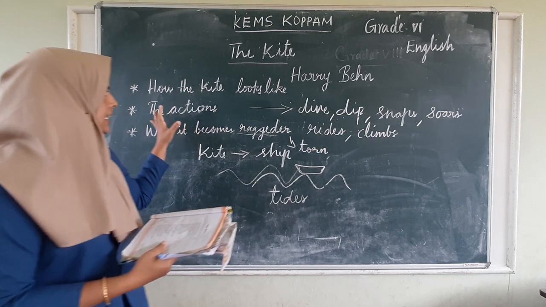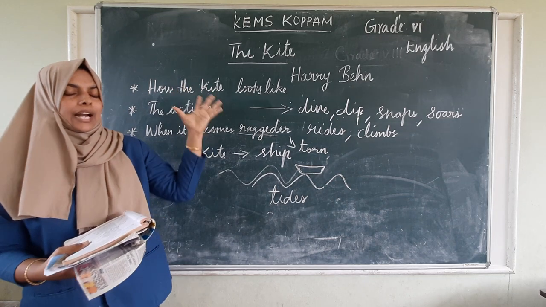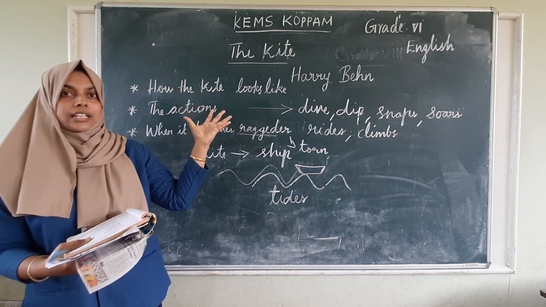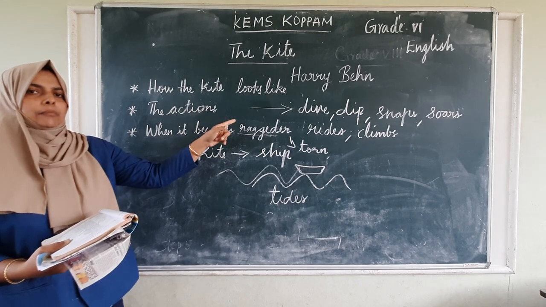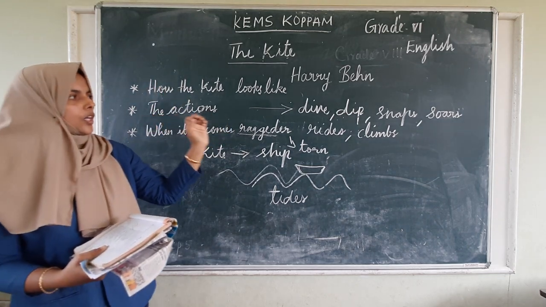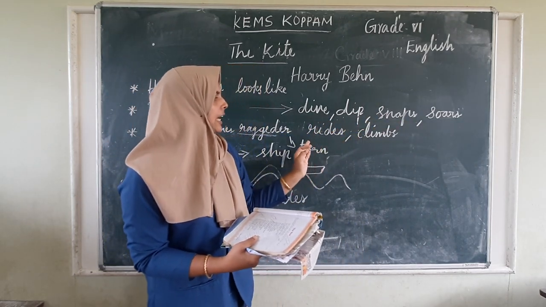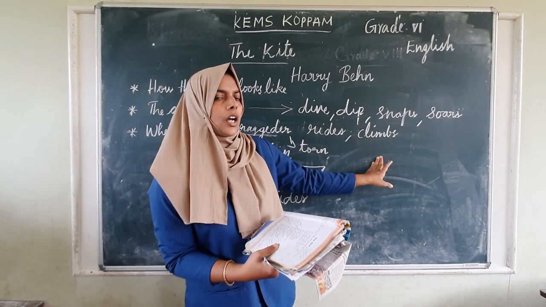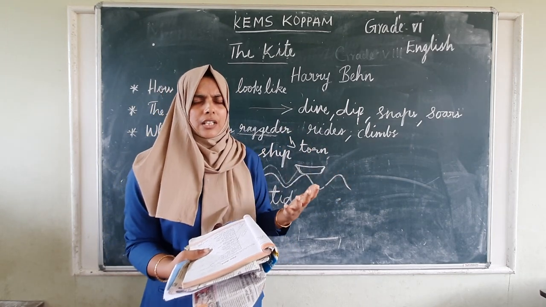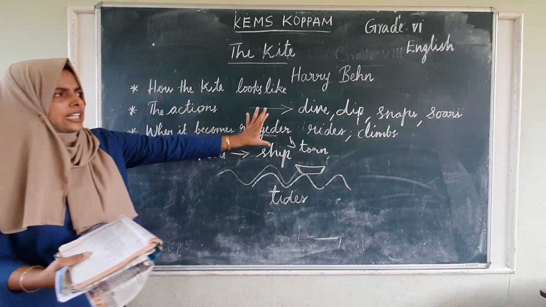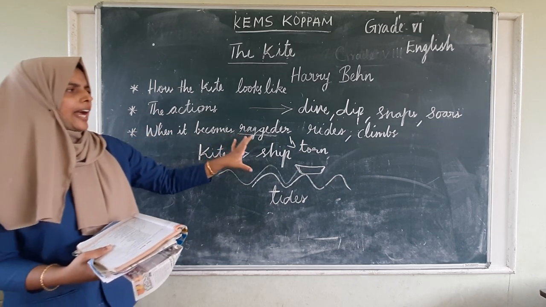So here we studied how the kite looks in the blue sky. It is very beautiful. It looks bright and colorful. It gives a different look for us, and it is very wonderful to see. And the actions done by the kite when it is flying high up in the sky: it takes a dive, it takes a dip, it snaps, it soars high up in the sky, it rides with the wind, and it climbs up the mountain. It did many actions. And other actions it does: it takes rest and it flaps. Then when it is flying high up in the sky and becomes ragged, what happens to it?